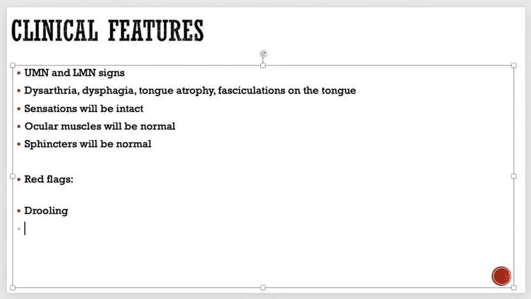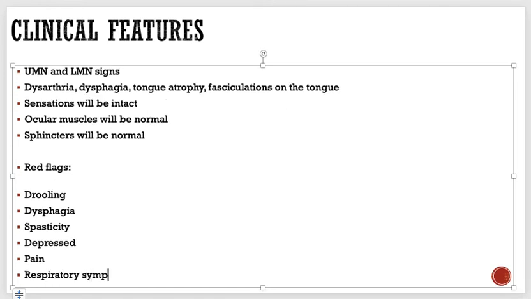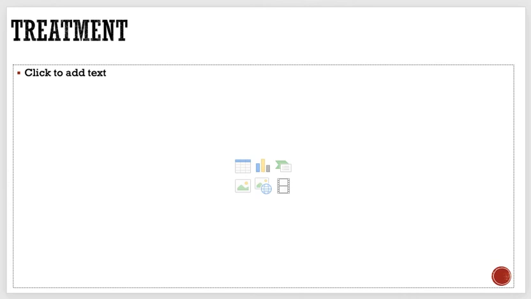In the later stages, they may have drooling of saliva, they may have dysphagia, sometimes pathological laughing or crying. They develop spasticity in their muscles, which can be painful. Their limbs become weak, they become depressed. They have pain, sometimes the neuropathic type of pain. Sometimes they have respiratory symptoms as well, because their respiratory muscles become so weak that they cannot even breathe. In the late stages, they have difficulty in eating. They may develop aspiration pneumonia, and they can die because of that.